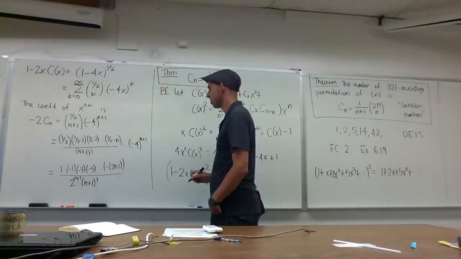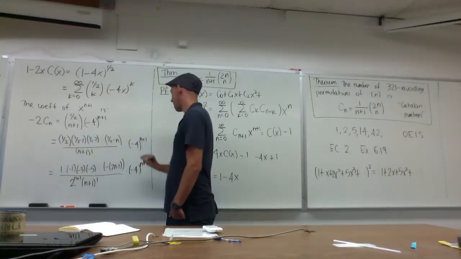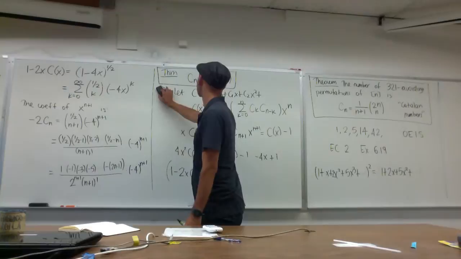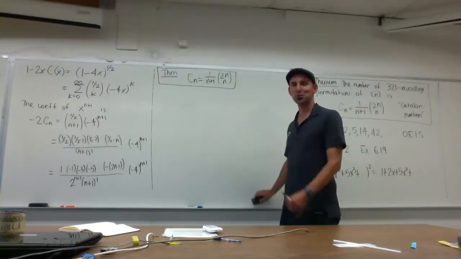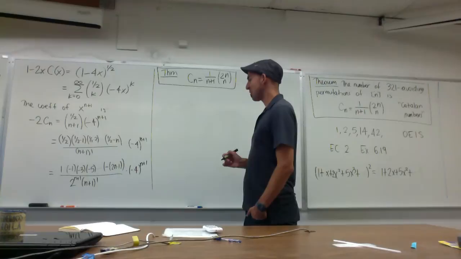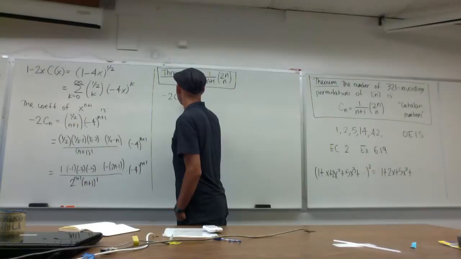And I still have my minus 4 to the n plus 1. So again, don't let me make any mistakes. I've told you that this is on the notes, so you don't really need to write this down. The most important thing is that we don't make mistakes here. So let's continue. So we get minus 2 Cn equals.